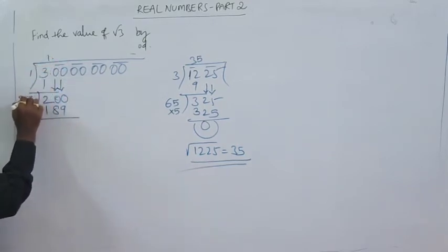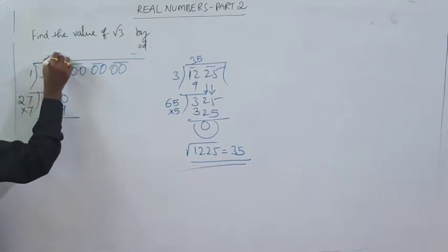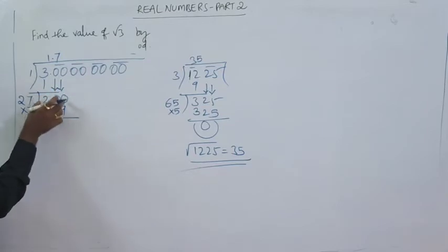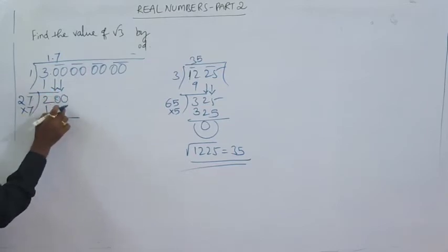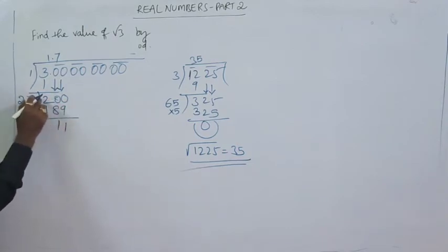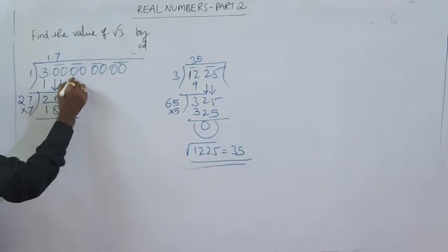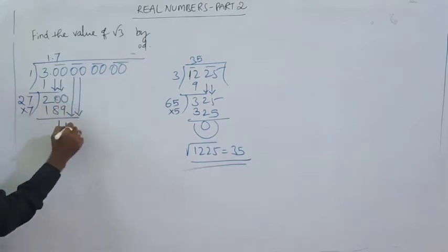So what digit have I considered here? The same digit I have to place in the quotient. Next, you have to find the difference. So 10 minus 9, 1. Here 1 power 9 minus 8, 1. 1 minus 1, 0. Next, to continue the procedure, I have to bring down the next 2 zeros.